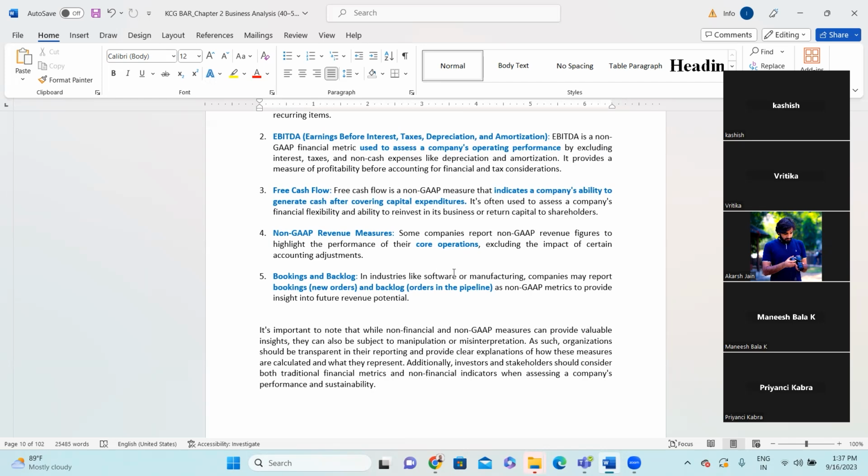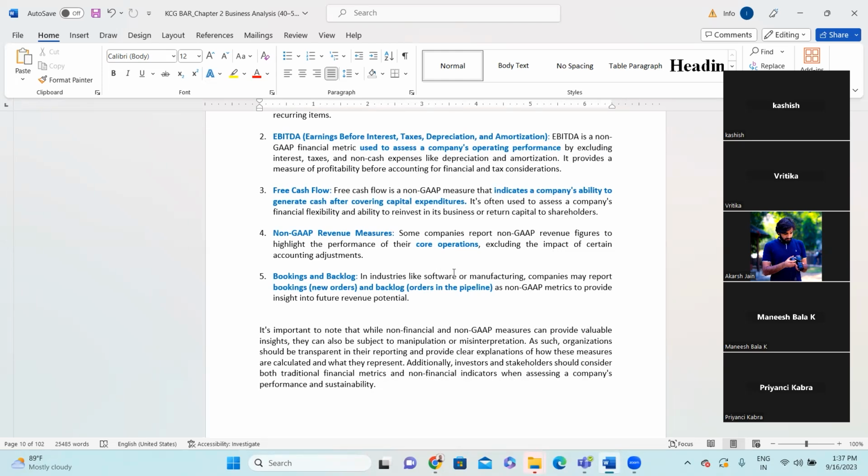Why is it an important measure? Because it will reflect the flexibility and ability of the organization to reinvest in its business or return the capital to the shareholder. Make sense? Yes, sir. Fourth is non-GAAP revenue measures.